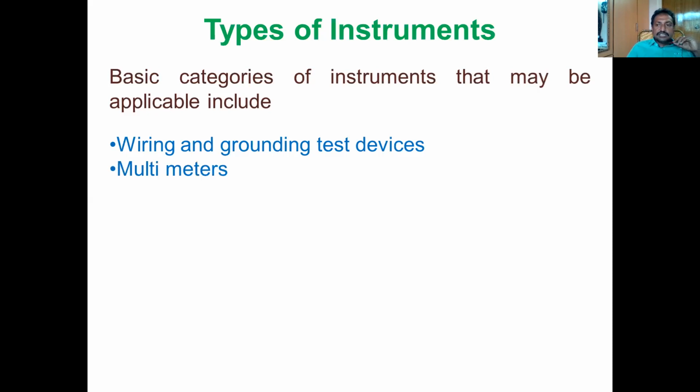Next, multimeters. So what are these multimeters? A multimeter can measure the magnitudes of electrical parameters: voltage, current, resistance. So what can you measure using multimeters? Phase-to-ground voltage, phase-to-neutral voltage, neutral-to-ground voltage, phase-to-phase voltage, phase currents or neutral currents.